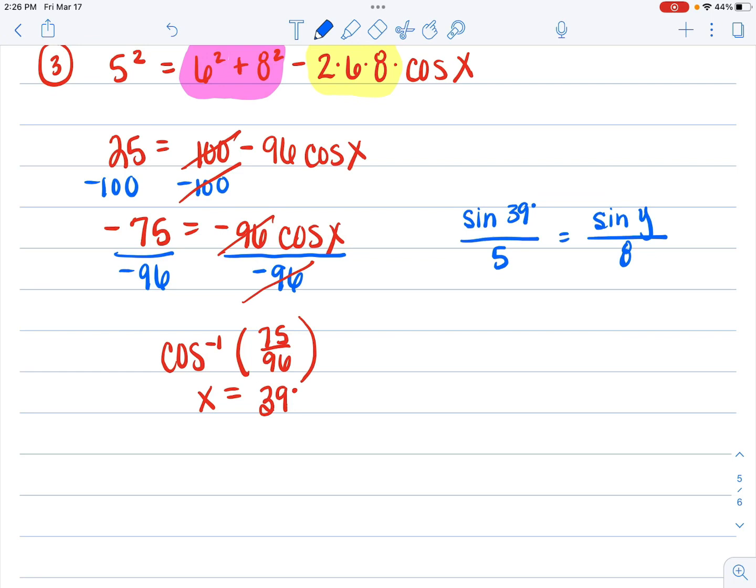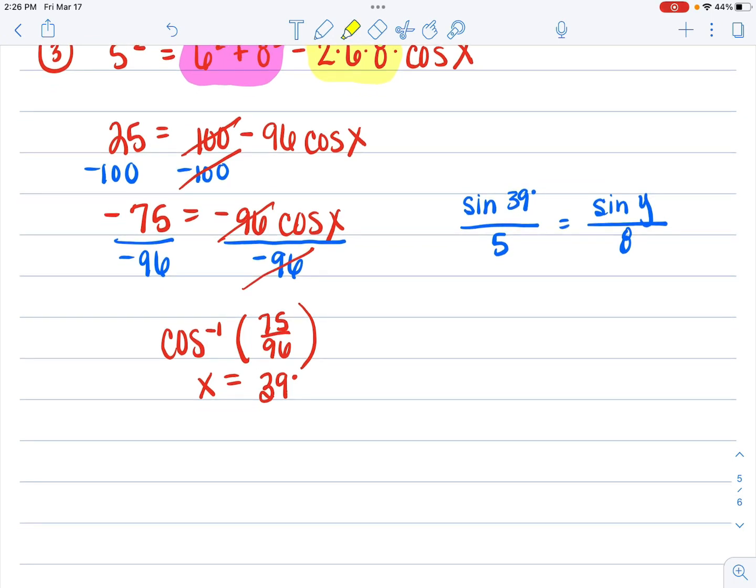What caught me off guard is whenever I did my cross multiplying and dividing with this, I got a 1 point something. That's a huge red flag. Anytime you're looking for an angle, you should always get a decimal that's 0 point something so that I can do the inverse sine. If you get something that has a 1 in front, you made a mistake. It's not possible. It does not exist.